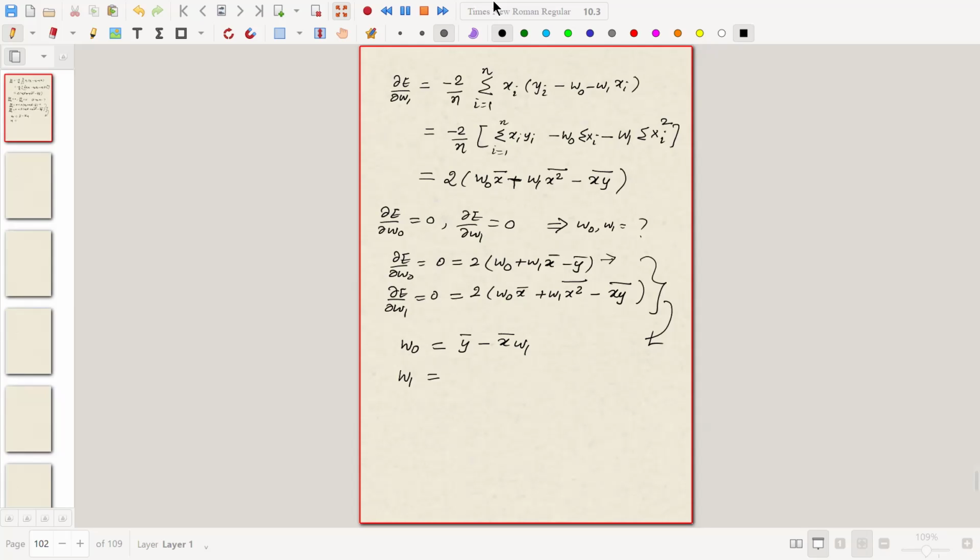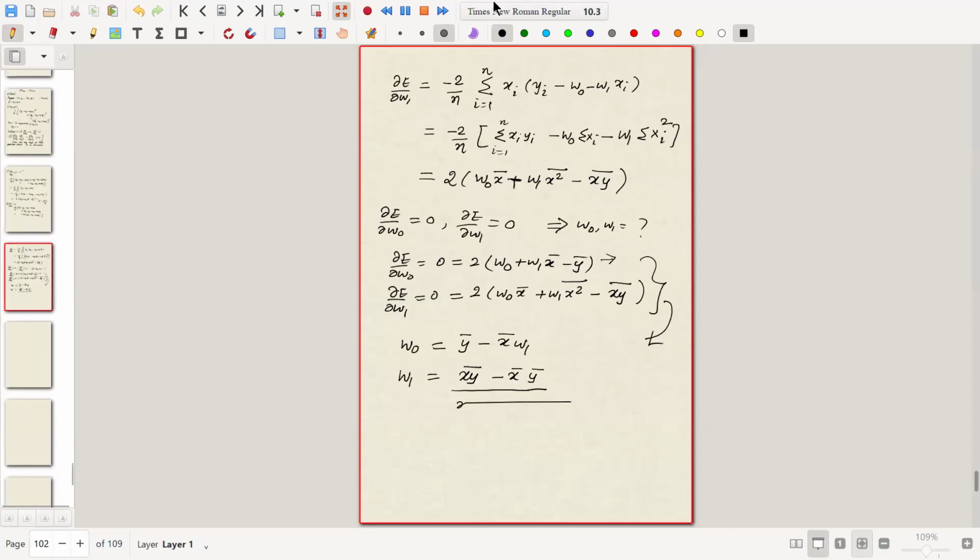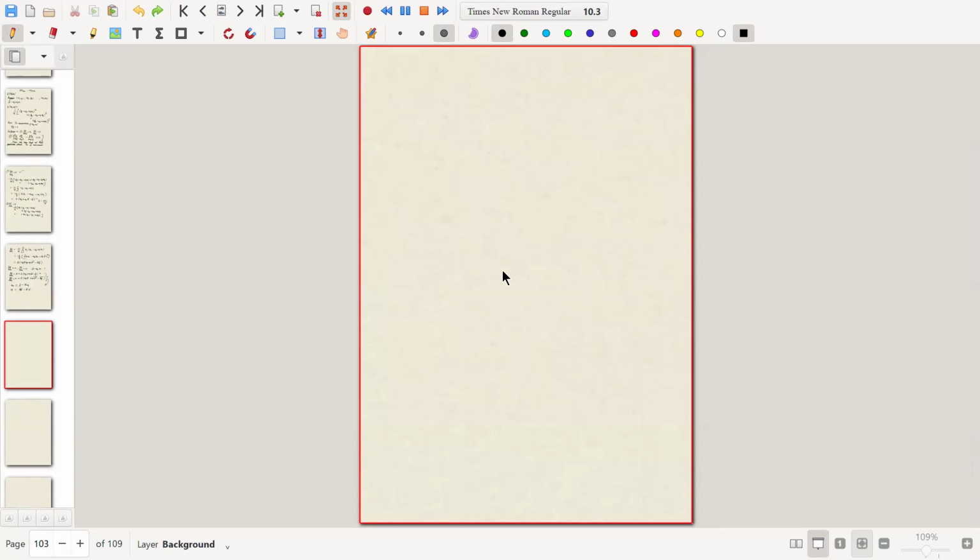So what she wrote is correct. So you'll get something like this. And I was very careful while giving the talk here. Let's go to the next page. Okay. So you know W0, right? What is W0? Y bar minus X bar W1. And W1 will be XY bar minus X bar Y bar divided by X square bar minus X bar square.